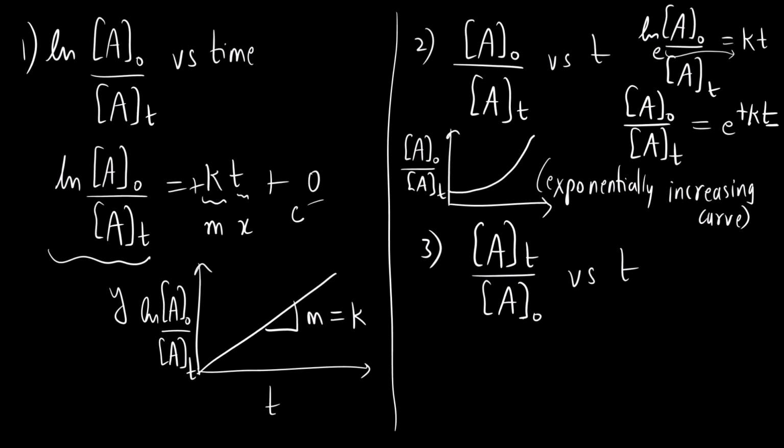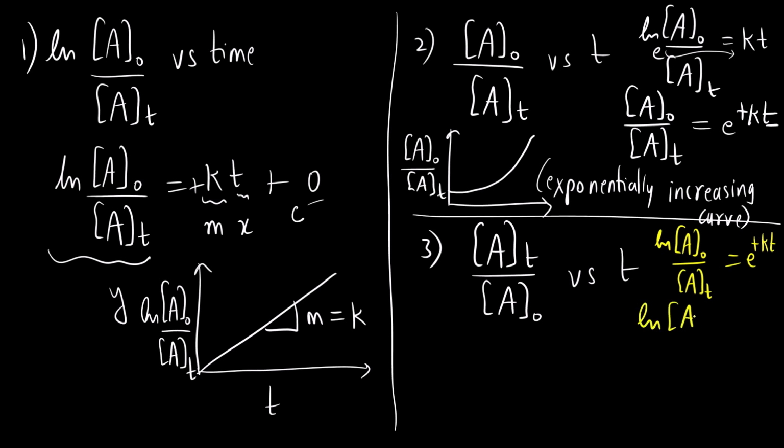Now here if you see, initially what was the equation? Let me write the equation again. a naught by at is equal to e raised to plus kt, right? Now what will happen? I will take the reciprocal of this. When we take the reciprocal, at by a naught will become e raised to minus kt.